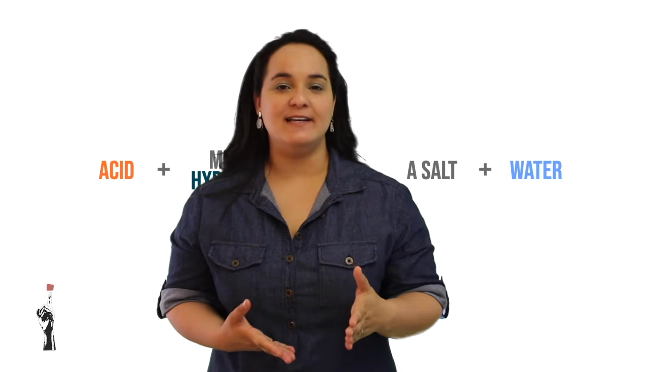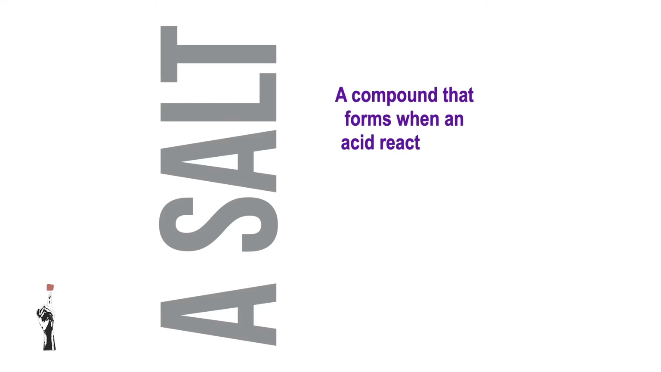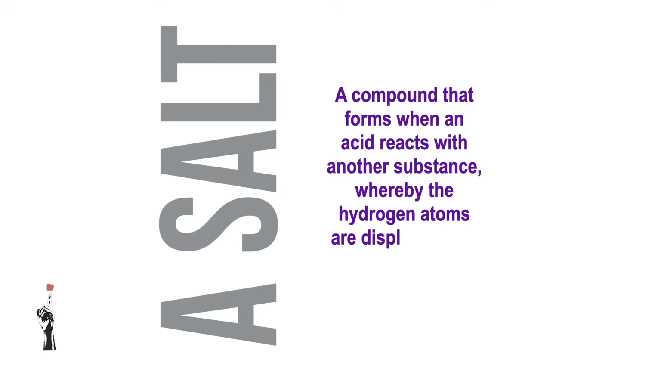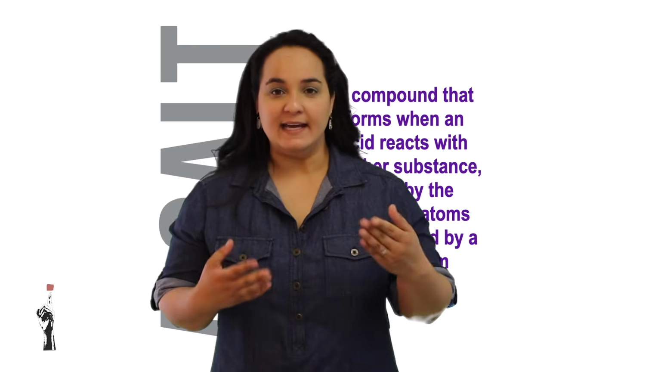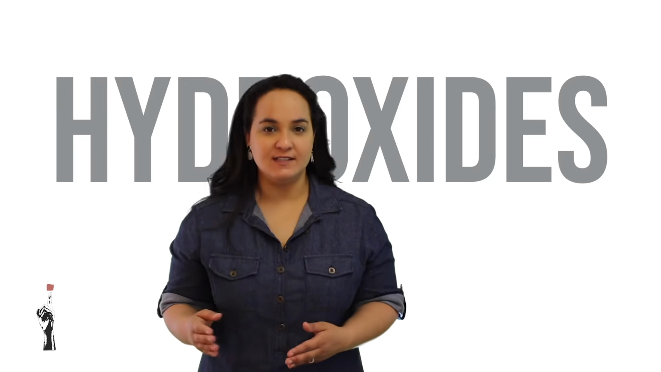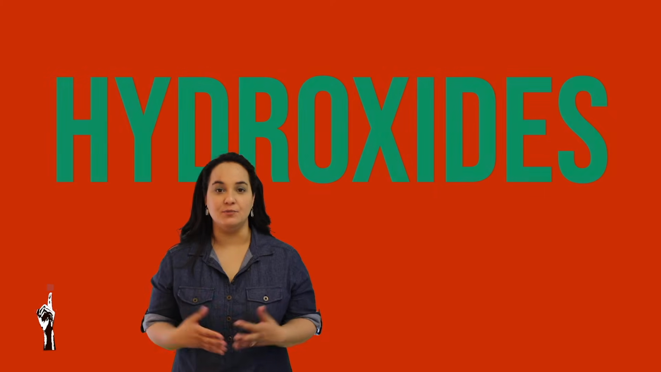In lesson 5, we learned that a salt in chemistry is known as any compound that forms when an acid reacts with another substance whereby the hydrogen atoms are displaced by a metal atom. Let us study an example of such a reaction. Again, I would like to remind you that this is also a neutralization reaction because hydroxides are bases, and if I'm to add an acid, neutralization would occur.